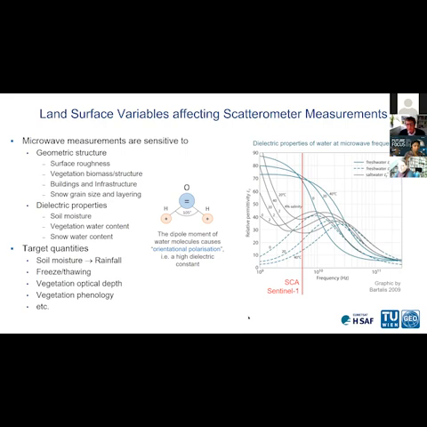So what are the land surface variables that are affecting scatterometer measurements? In general, we can state that microwave measurements are sensitive to the geometric structure and the dielectric properties of the land surface. If you look at the geometric structure, we can distinguish effects like the roughness of the soil surface, the structure and the biomass of the vegetation. Of course, buildings and infrastructure are also very important, as they can have a very strong impact on scattering mechanisms. And if the land is covered by snow, it's the grain size of the snow and the layering of the snow layer.